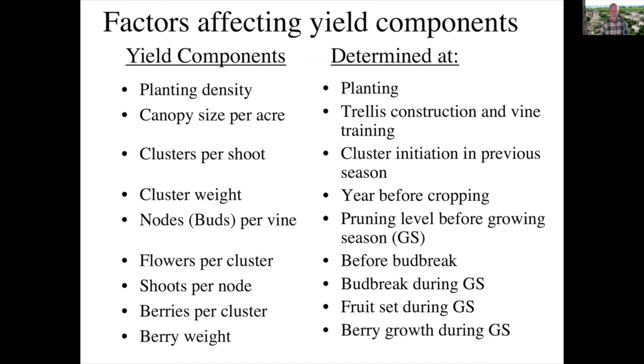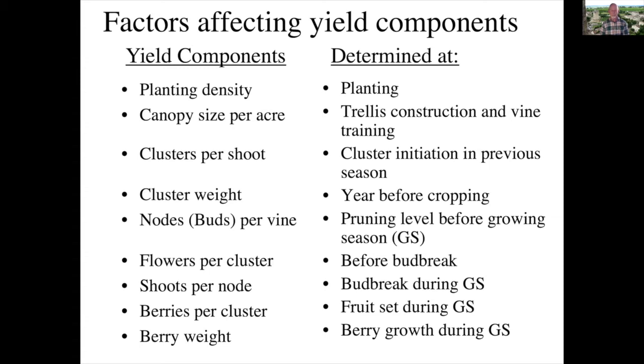Planting density is determined when you plant the vineyard, so it's something that has to be thought out well in advance. Canopy size per acre is controlled by the trellis construction and your vine training. The number of clusters per shoot is determined by cluster initiation, which occurs in the previous season. The cluster weight is determined the year before cropping. The number of nodes per vine is controlled before the growing season by the pruning level that you use.